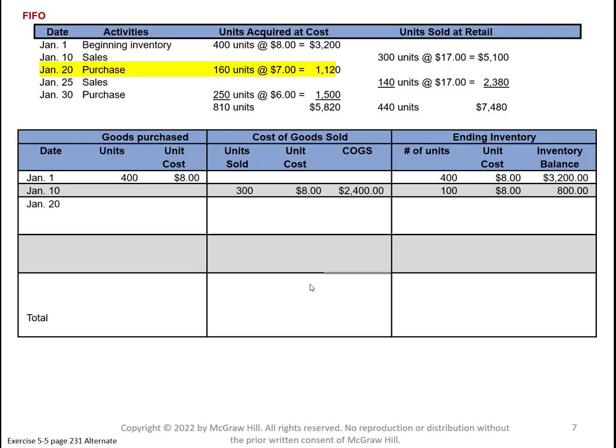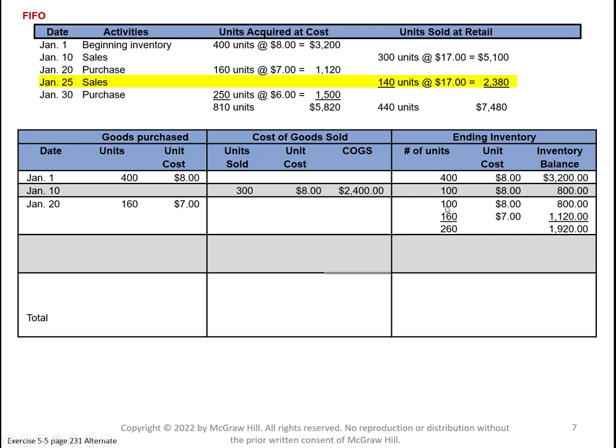On January 20th, we made a purchase of 160 units at $7. Now we always bring down the previous balance in the ending inventory column and then add what we just purchased. Then we can get our totals. On January 25th, we made a sale of 140 units. Using first in, first out, we want to sell the earliest ones first.